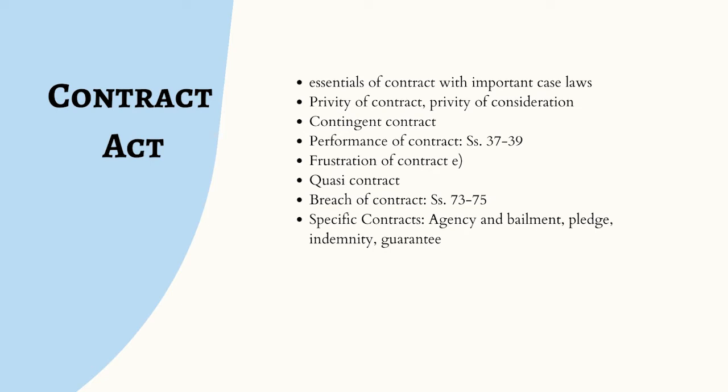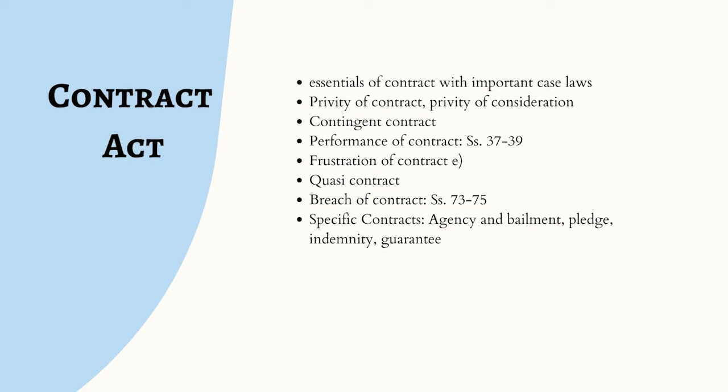Next topic is quasi-contract, which is based on the concept of unjust enrichment. So what you have to do is just try to know the concept of unjust enrichment and in which case this doctrine was laid down. Also, try to remember the 5 sections given under the chapter of quasi-contract, right?